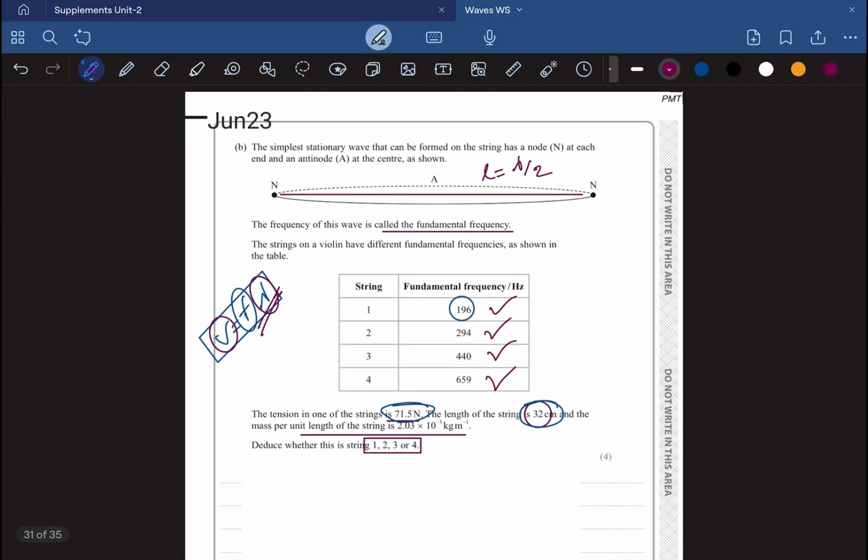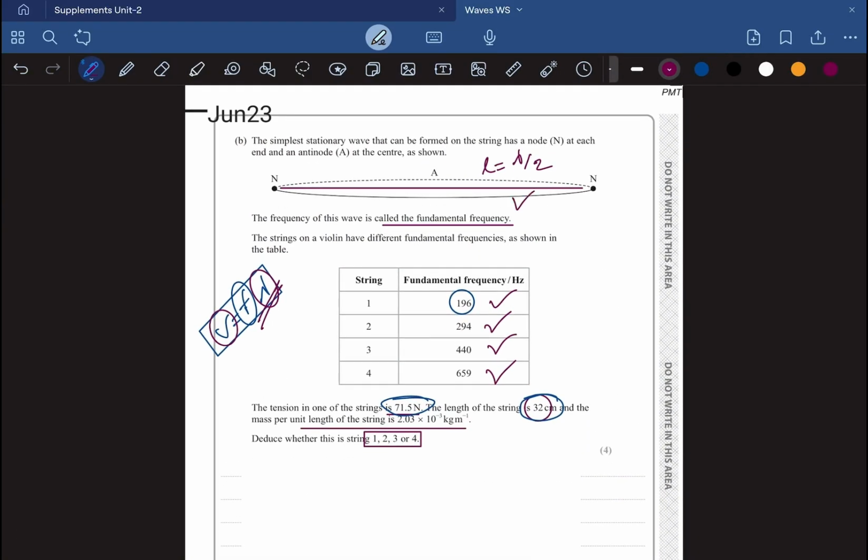So as there is only one loop in this diagram, lambda by 2 is equal to the length, right? This is going to be the length. As lambda by 2 is equal to length, lambda is equal to 2L. So we'll have to multiply 2 into the length to figure out this wavelength value. Now we have got our wavelength value as well.